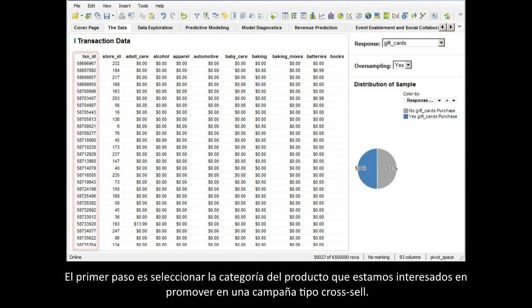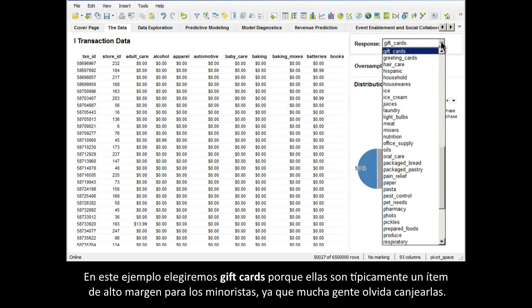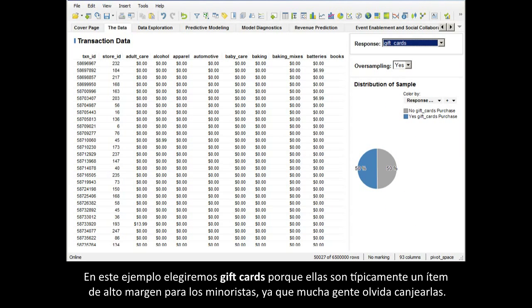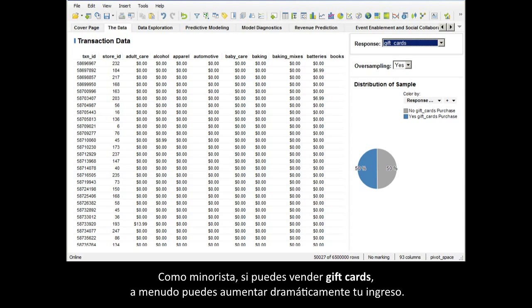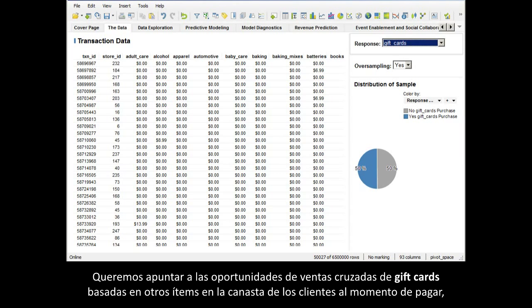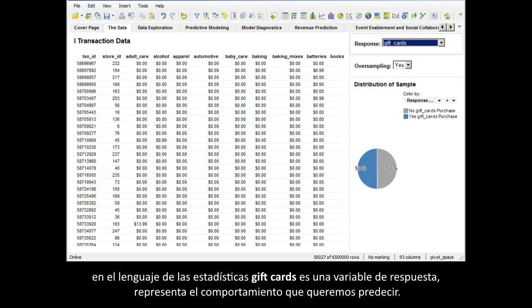The first step is to select a product category that we are interested in promoting with a cross-sell campaign. In this example, we will choose gift cards because gift cards are typically a high-margin item for retailers, partly because many people forget to redeem them. As a retailer, if you can successfully cross-sell gift cards, you can often dramatically increase your revenue. We want to target opportunities to cross-sell gift cards based on other items in the customer's basket when they check out. In the language of statistics, gift cards is our response variable. It represents the behavior we want to predict.